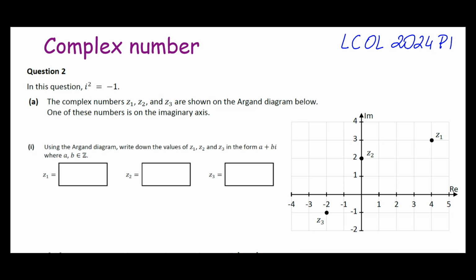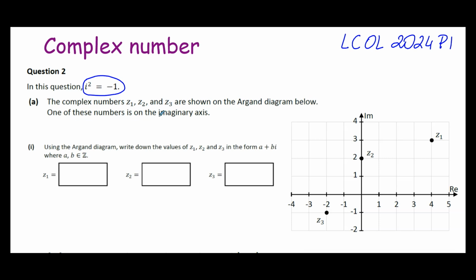Complex numbers are a topic that is always there on your exam. Okay, let's have a look. In complex numbers, you are always going to be reminded that i to the power of 2 is -1. Basically, when you see i to the power of 2 in your calculation, they are reminding you to change it to -1. Okay. The complex numbers z1, z2, and z3 are shown on the Argand diagram below.